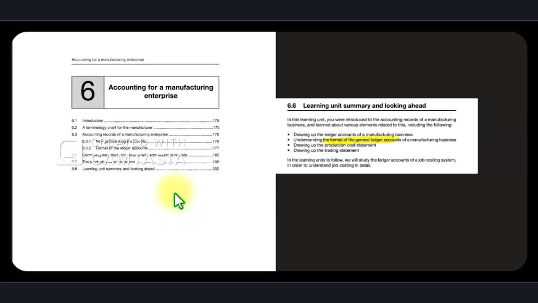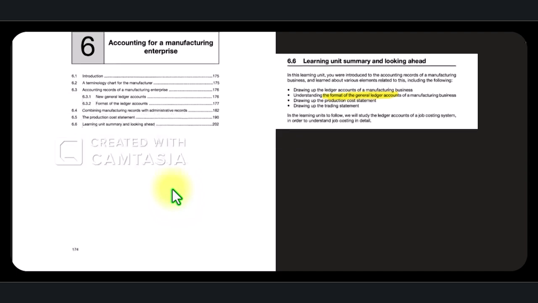Plus, depending on the time of the day that you are accessing this recording, this is a refresher for accounting for a manufacturing enterprise. And as promised, two important parts of this refresher are the ledger account for a manufacturing business, and the second part of it will include the statement. So we will have a production cost statement as well as a trading statement.